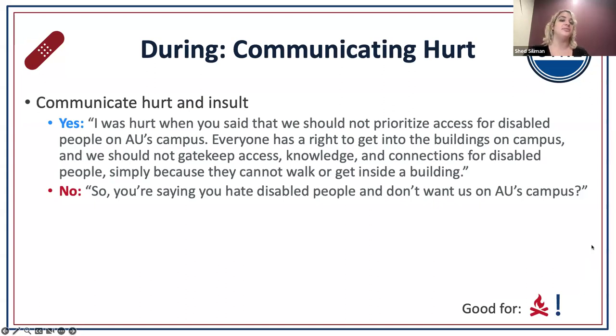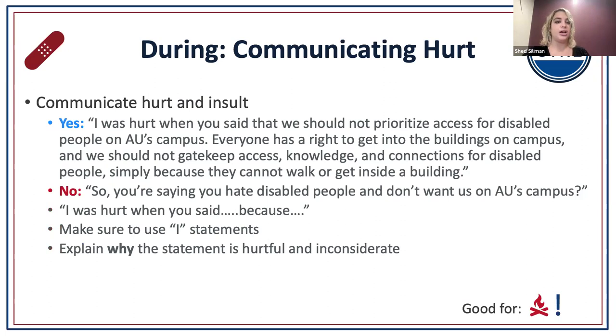So for heated and offensive moments, it might be necessary to just communicate clearly that something was hurtful and to be really honest and clear about that. A basic sentence structure would be, I was hurt when you said blank because blank, to explain how that might feel denigrating or dehumanizing or offensive. We want to make sure to use I statements so that we're being very direct, and explain why the statement is hurtful and inconsiderate so that people understand why their behavior led to this consequence.